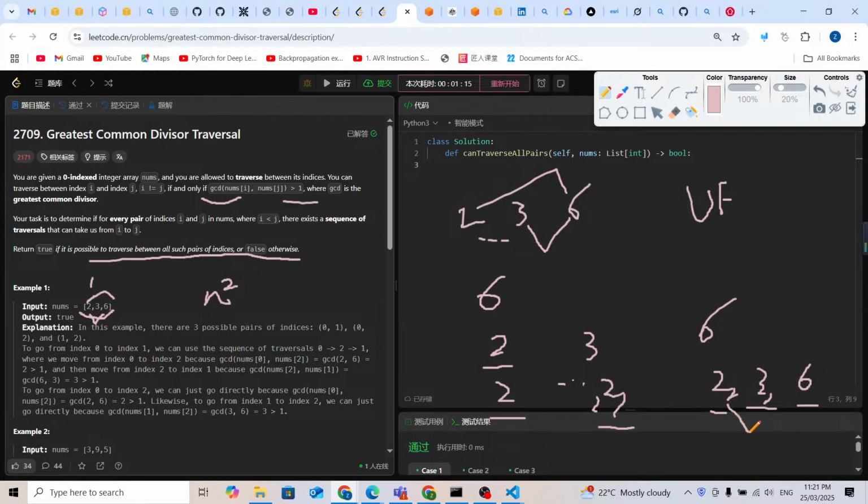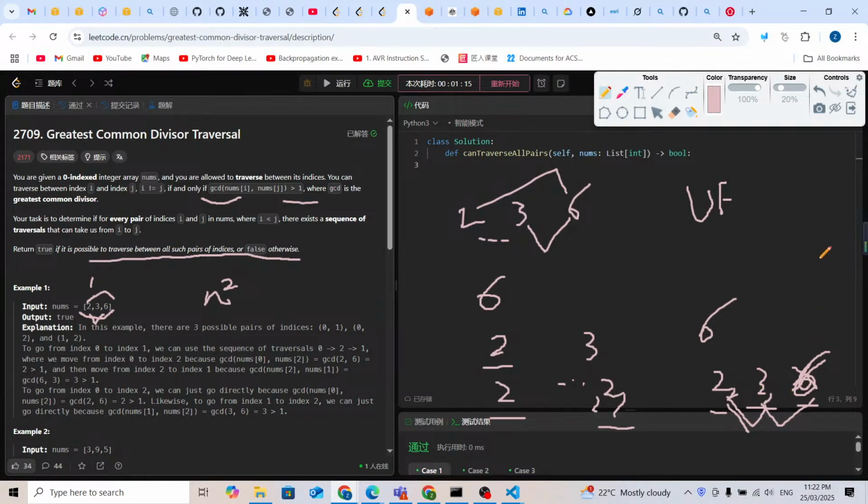Let me think about this 6. So for this 6, we still think we're going to have 6. For 6, we have the prime factors 2 and 3, and we're going to check all the possible factors. We have the factors 2, 3, and 6, so we're going to connect 2, 3, and 6 together. Even though 2 and 3 are small numbers, all those numbers are going to be connected.